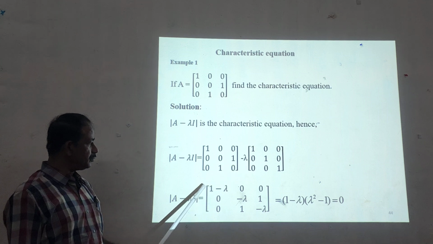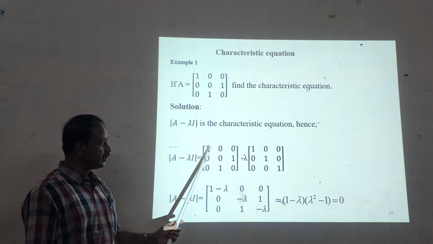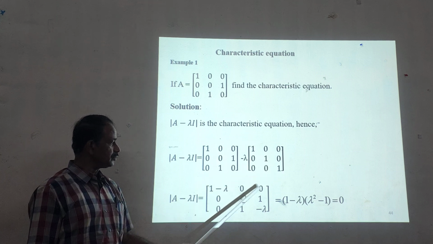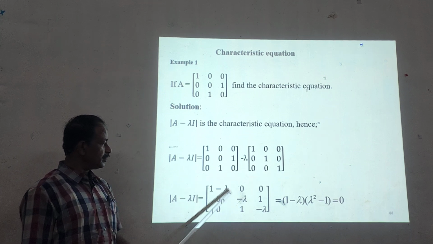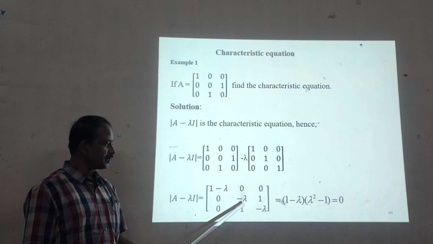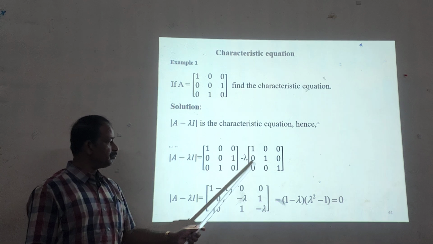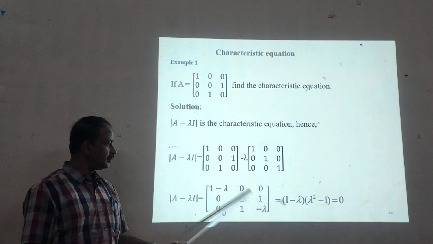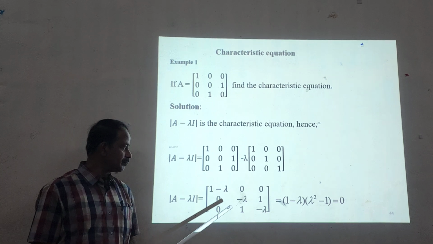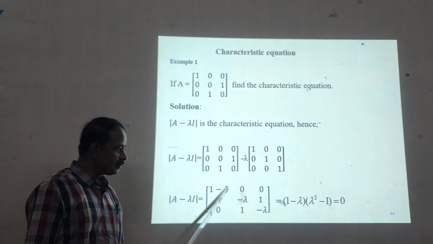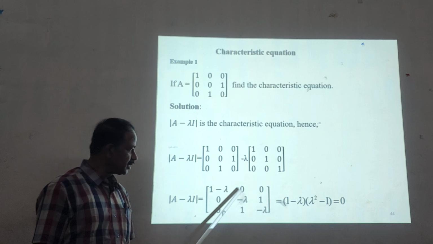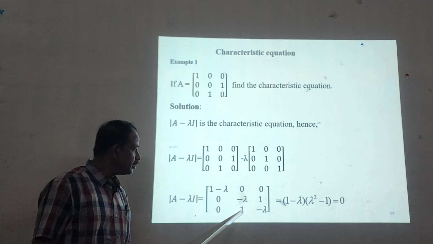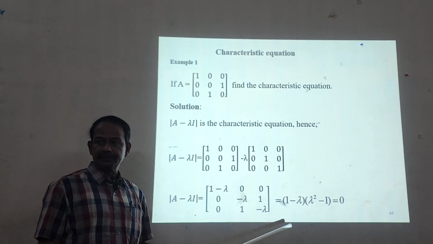So simplifying, that will give you 1 minus lambda. See here, 1 minus lambda, correct? Other things are all 0 0 0, and here it is 0, and next one will be minus lambda. See, minus lambda, and the next one will be 1, and third row will be 0 1, and last one will be minus lambda. So we can have 1 minus lambda multiplied by minus lambda multiplied by minus lambda will give you lambda square. 1 into 1, that will give you minus 1.